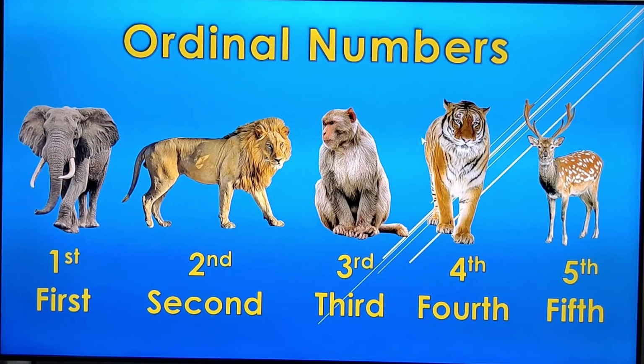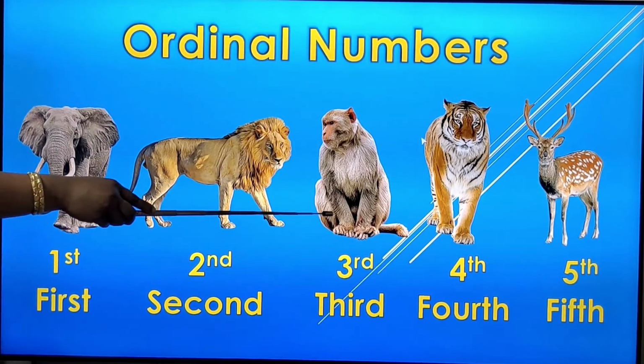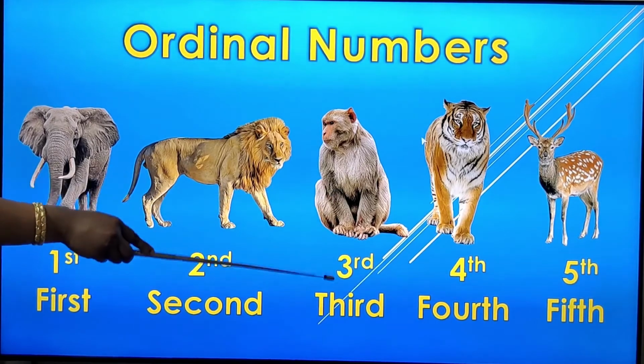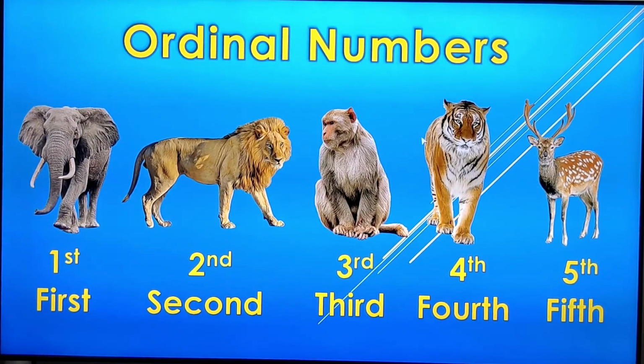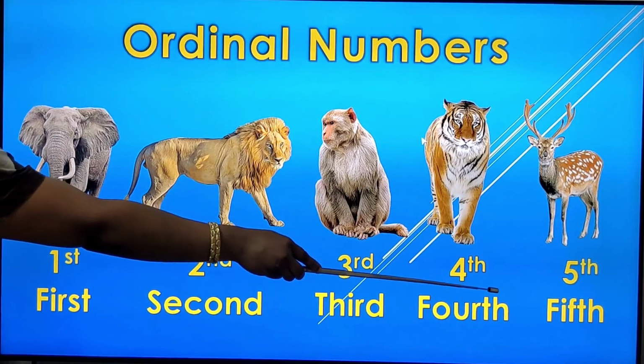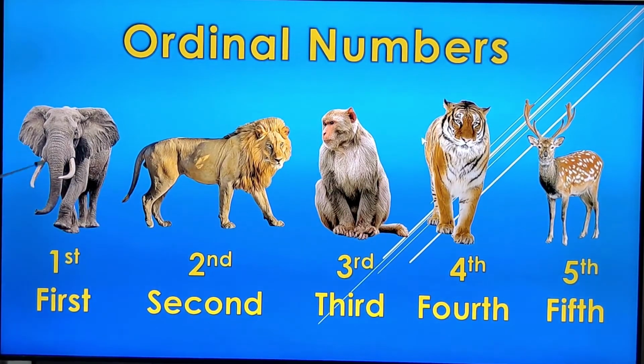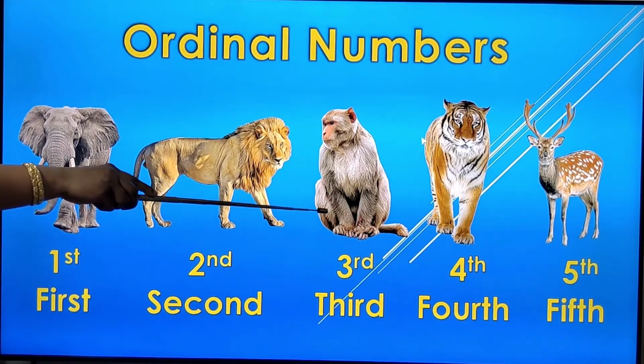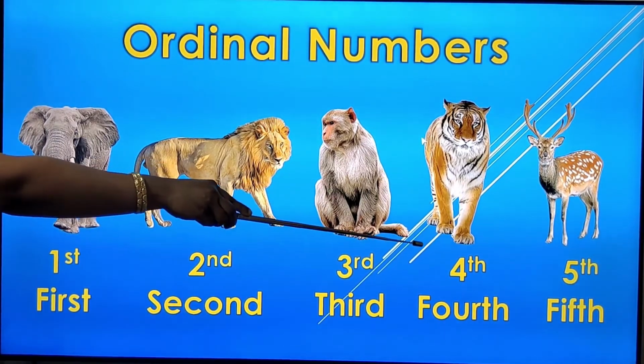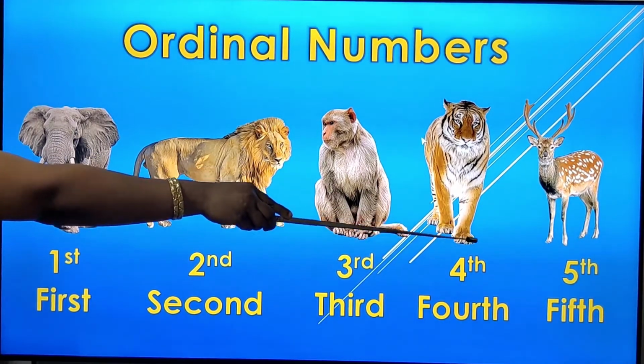Now in which place is the monkey there, children? Yes, you are correct. Third position. Monkey is in the third position. In which place is the elephant there? First. Elephant is standing on the first position. Now deer is standing on the fifth position. So first position elephant, second lion, third monkey, fourth tiger, fifth deer.